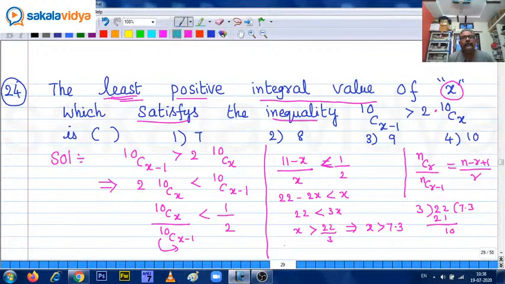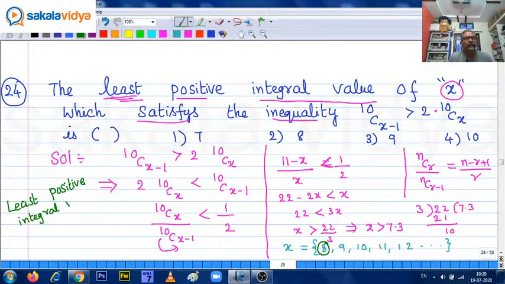So the set of positive integral values, possible values: 8, 9, 10, 11, 12 and so on. Of all these, which will be the least value? Obviously 8 will be the least value. Therefore, the least positive integral value for x equals 8. That means the second option is the right option, not option 1. 7.3 means it won't take 7; greater than 7.3 will be 8 itself only.